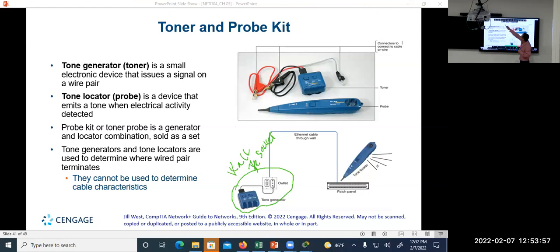So in that case, you use the toner and probe here. It's very helpful. One end is a tone generator, and you come to the data center, you come to the patch panel, you have the tone locator here. When you point it at the cable, it generates the tone. You know that cable connects to the one socket here. I think that you should watch the video to see how it works.